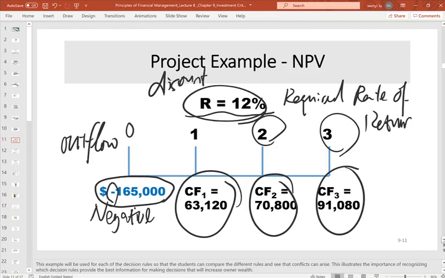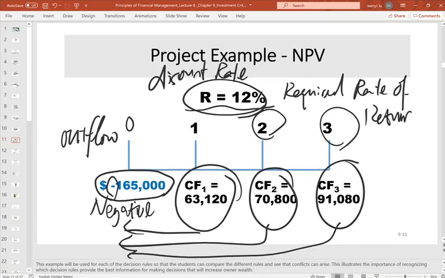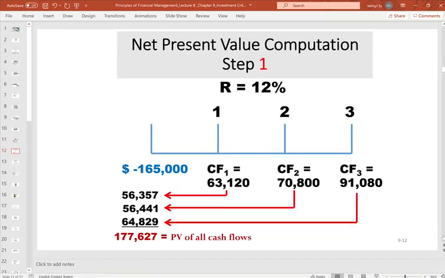You will use this as a discounting rate to discount these three cash flows to time zero. Then use the sum of these three PVs, minus the initial investment, to see whether you can generate more money for this company by using this project. So we will use this as a discounting factor to discount all the cash flows to time 0.